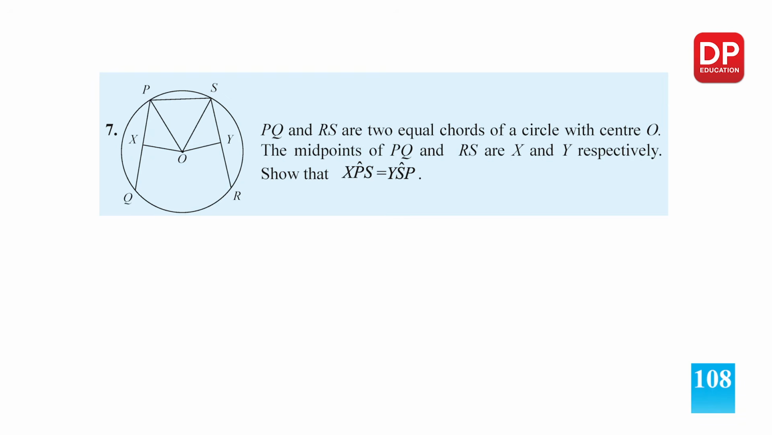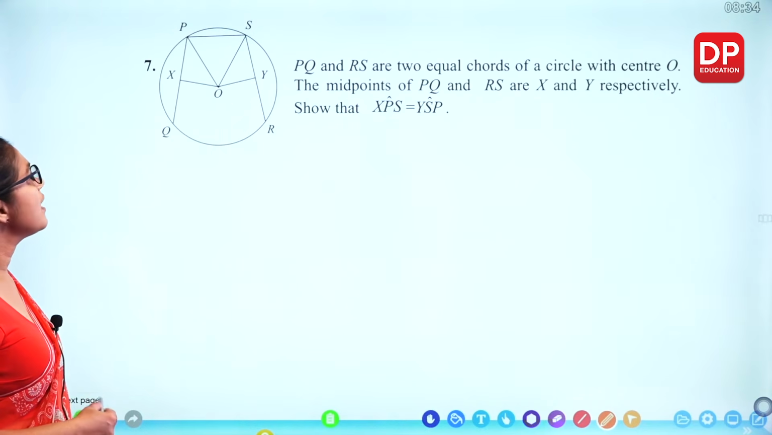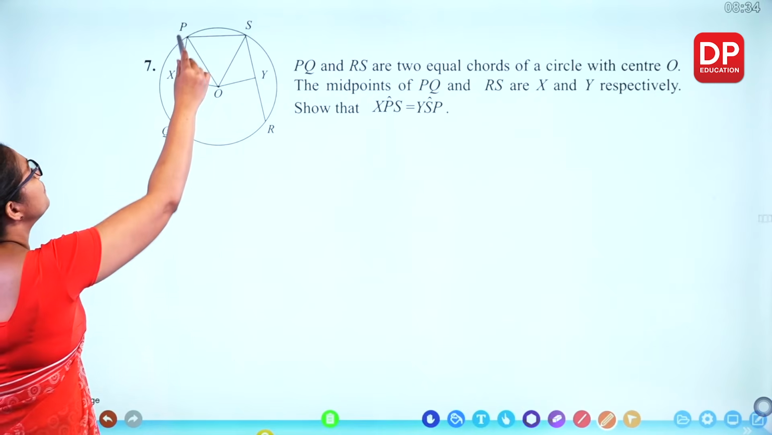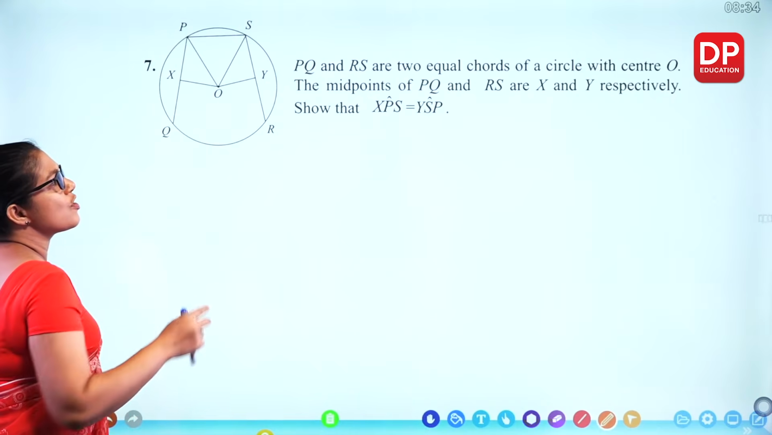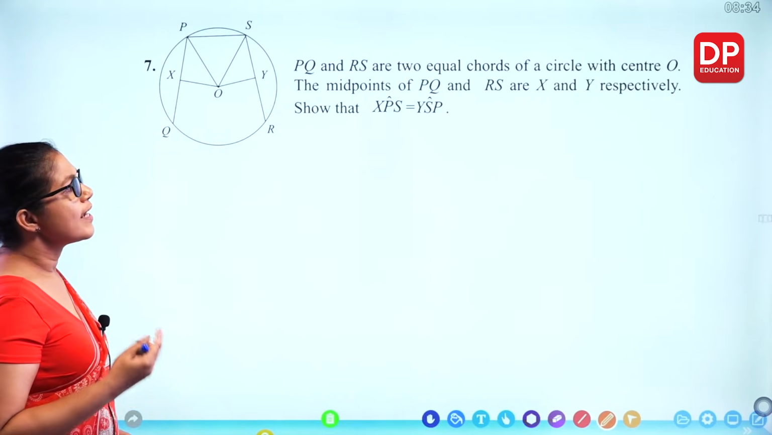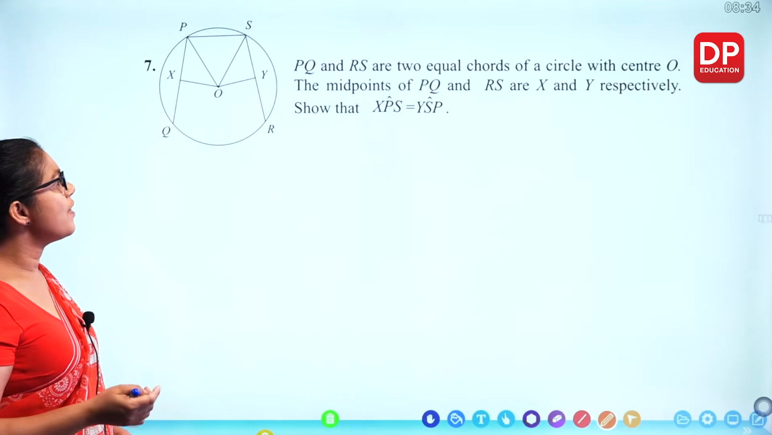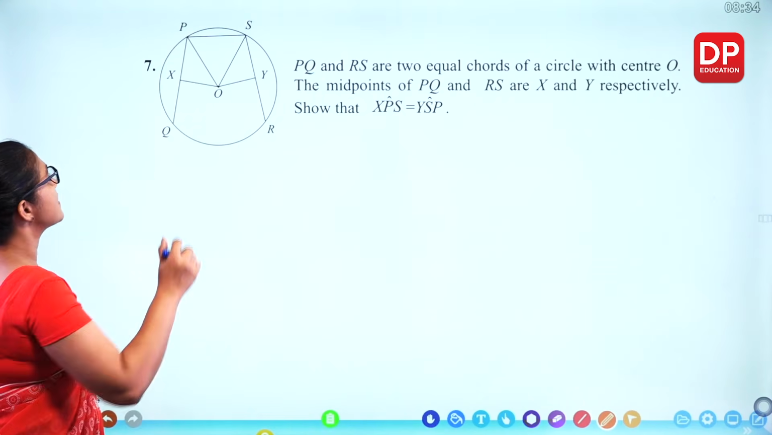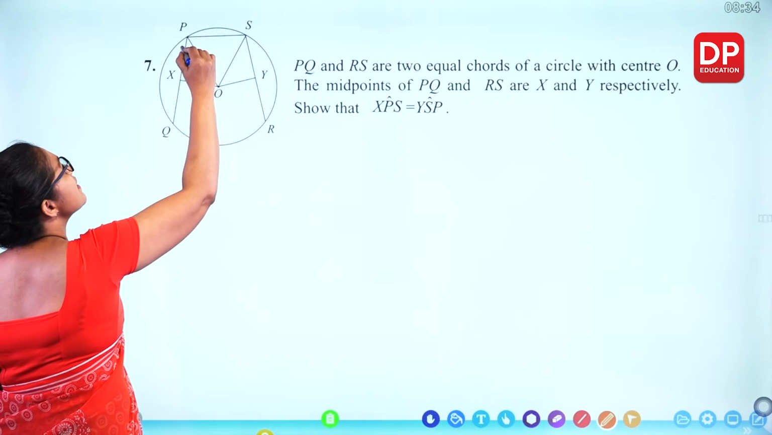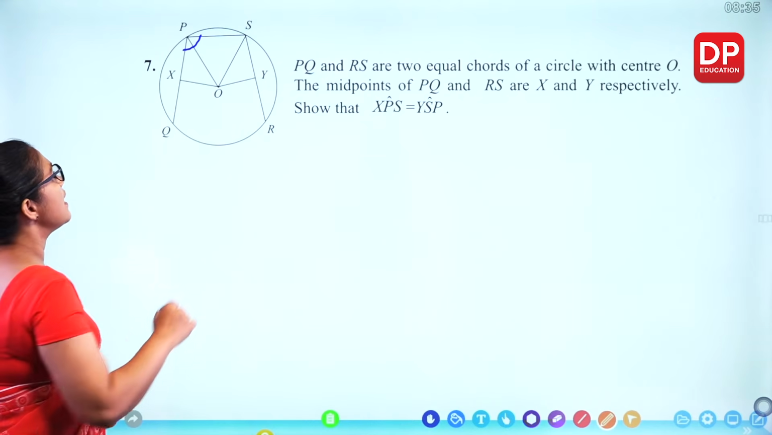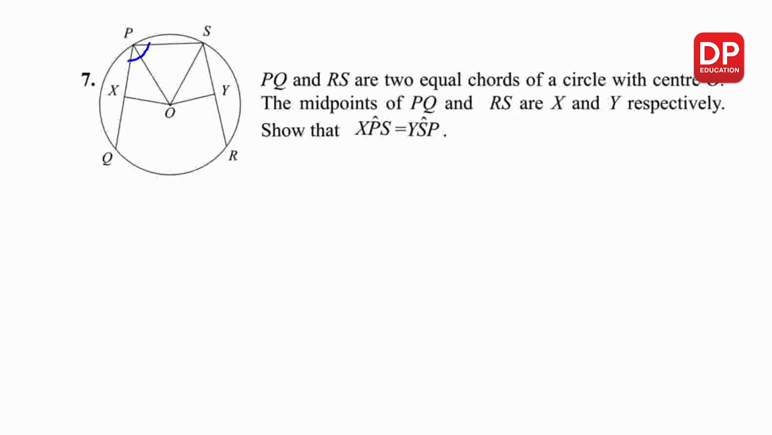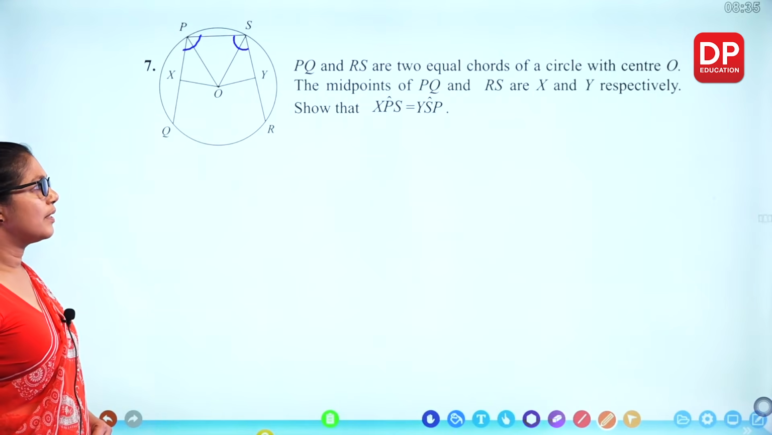Now we'll look at the 7th question. It says PQ and RS are two equal chords. Equal chords means when you look at the midpoints also, the lengths are equal. So X and Y are midpoints, and show that XPS, this angle, is equal to YSP. So you have to show these two are equal.